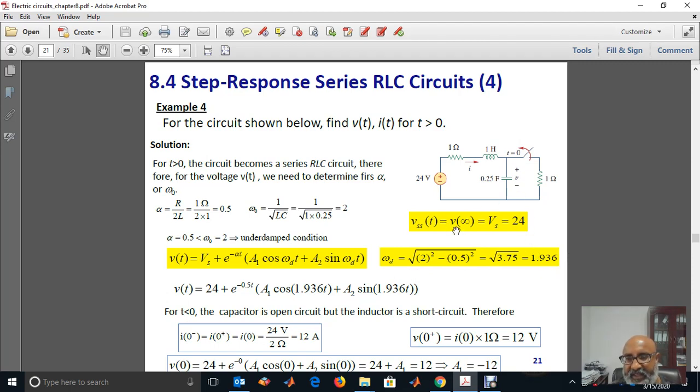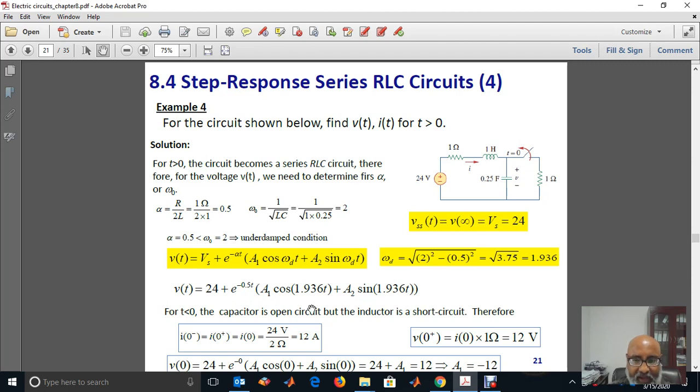Now, what is the steady state value of the capacitor voltage? Simply, it is the source voltage, because in a steady state, after t greater than 0, remember the right part of the circuit is disconnected. Then the 1 ohm, 1 henry, and the capacitor are in series. Then the inductor is a short, the capacitor is open. So the steady state value of the capacitor voltage is 24. Therefore, the solution is the steady state value plus the transient value, this one.